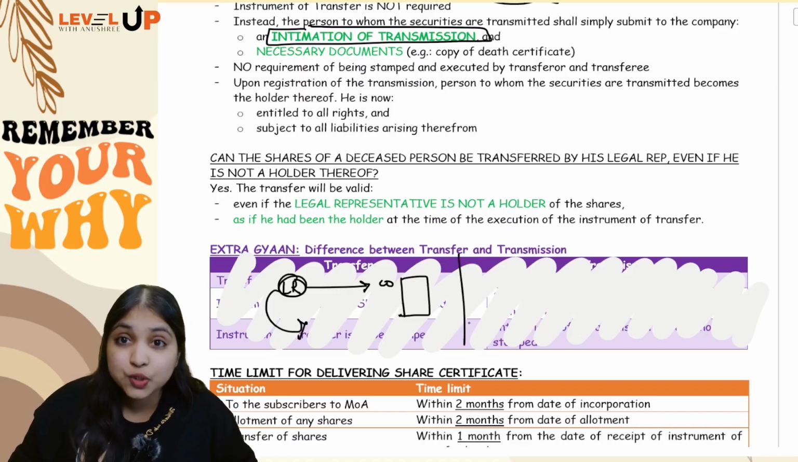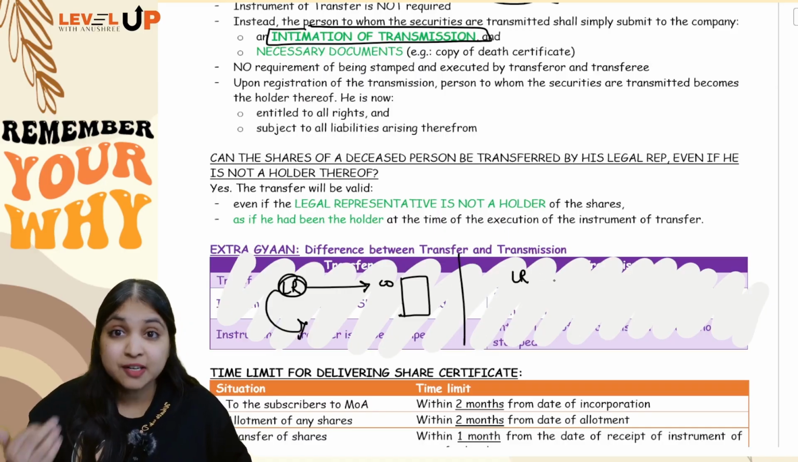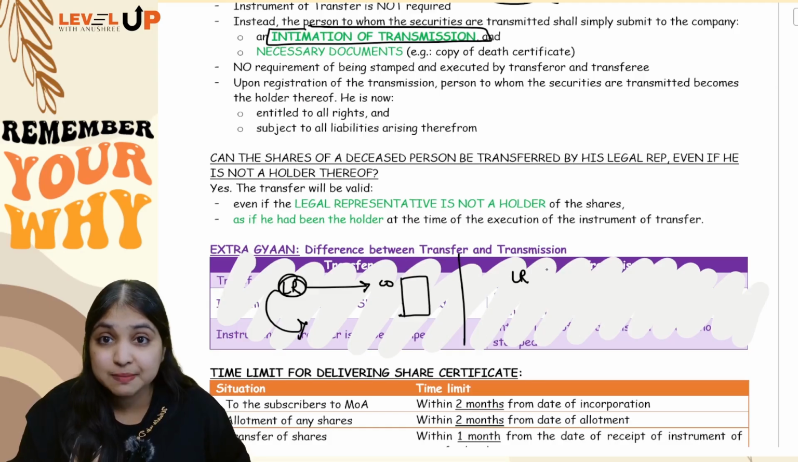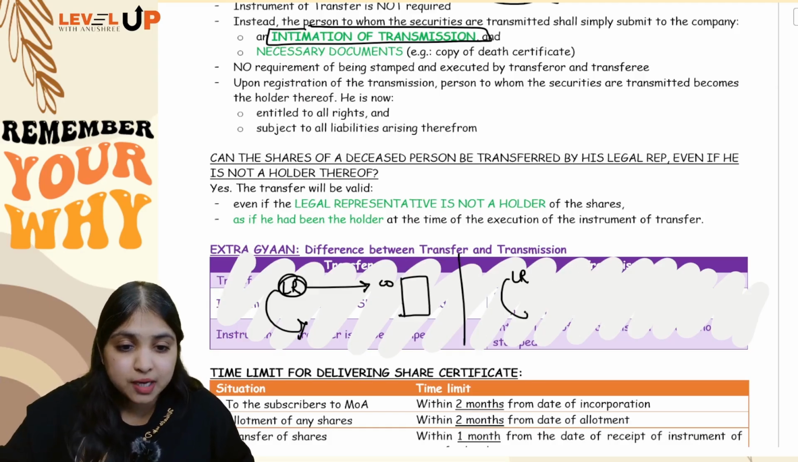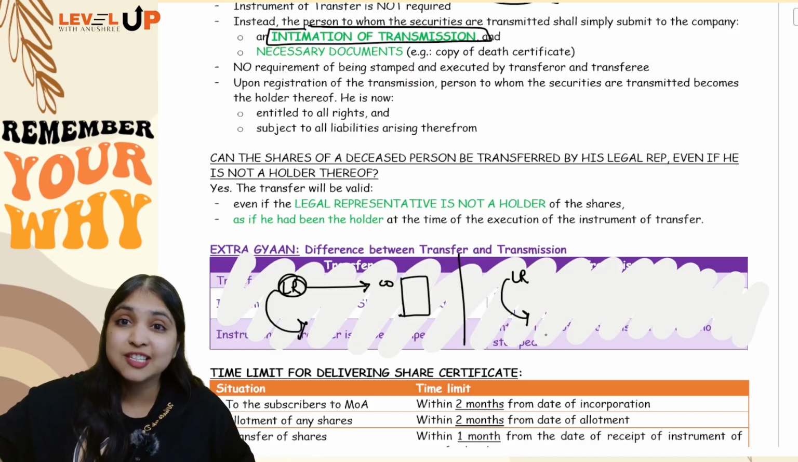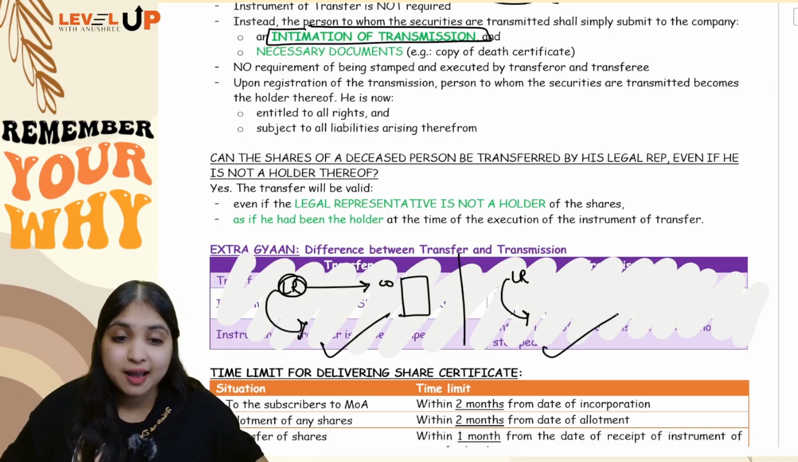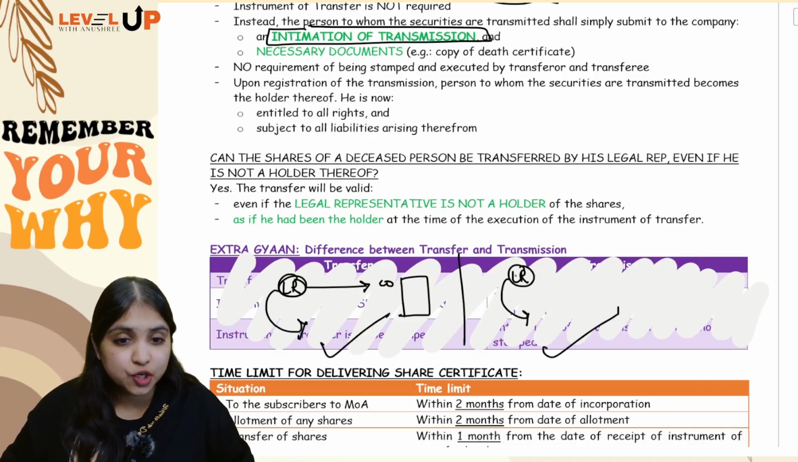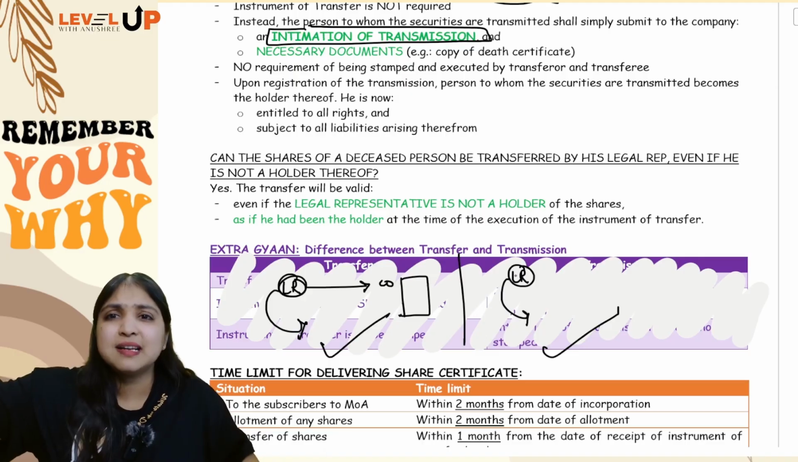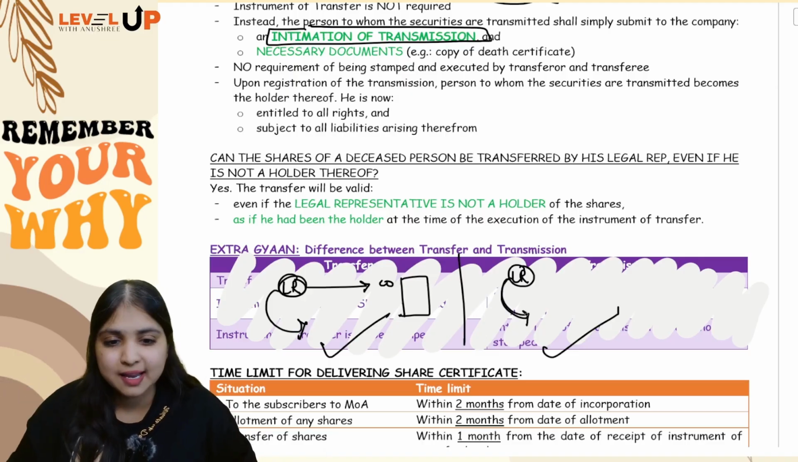In the second story, if you remember, the legal representative did not even inform the company about the transmission. He did not even become a member of the company. Without becoming the member of the company, he directly transferred the shares to another person. We said both are right. We said legal representative, even though you did not get your name entered in the register of members, as if the legal representative is a holder of shares, he can transfer.